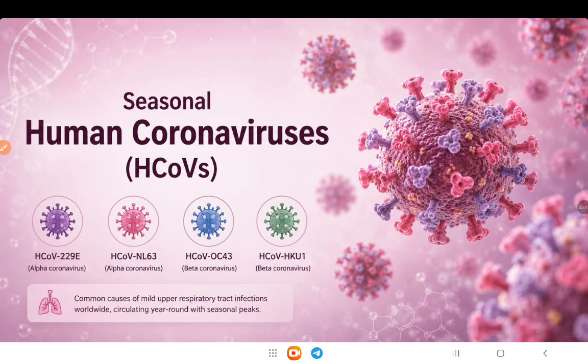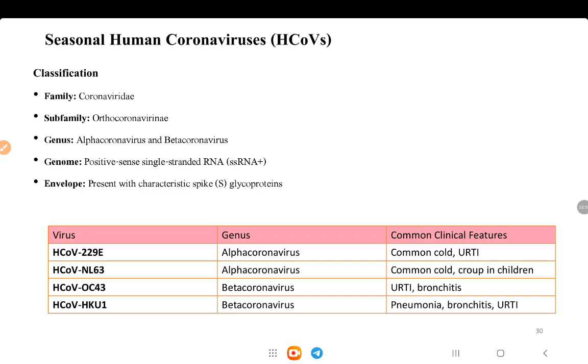Here we talk about another virus, human coronavirus, which is the seasonal human coronavirus. This is other than the coronavirus which causes COVID-19. Seasonal human coronavirus has different types. These viruses belong to the family Coronaviridae, subfamily Orthocoronavirinae, genera alpha and beta coronavirus, and their genome is a positive-sense single-stranded RNA. They are enveloped, with a characteristic spike, which is very important, a glycoprotein.